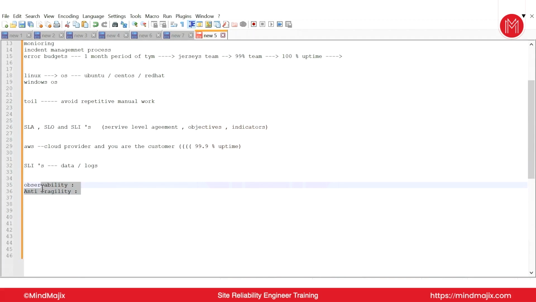And the next thing is, as I said, in the incident management process, we will define how we handle an incident and what has happened, and how we learn from the failures, all these things.